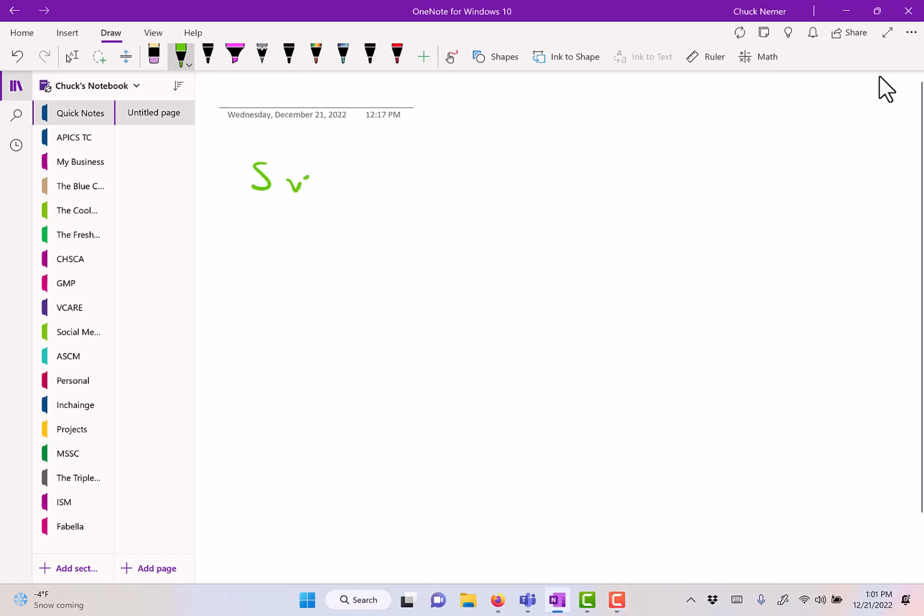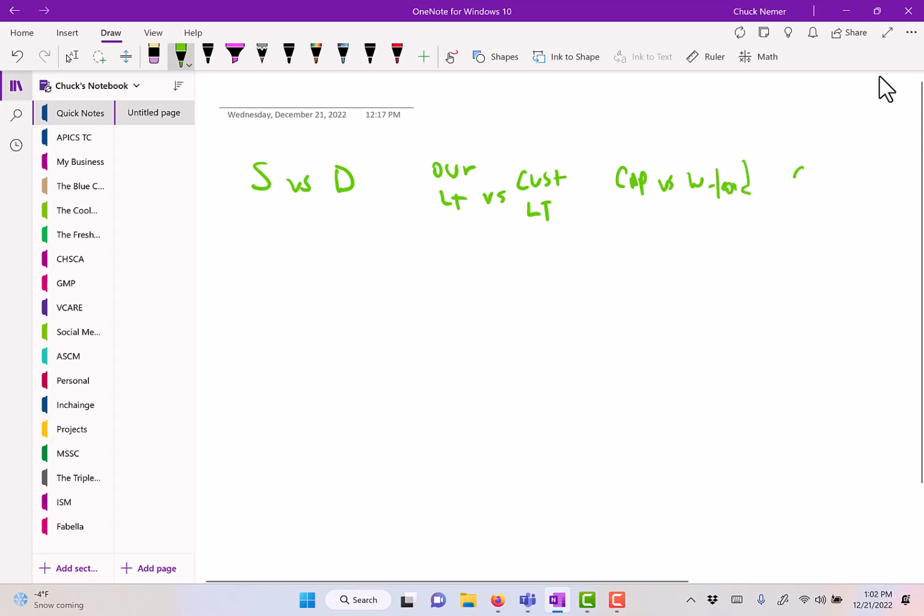We can really cut through a lot of the conversations if we look at a couple of things here. If we look at supply versus demand, our lead time versus customer lead time, and capacity versus workload, okay? And then of course at the end of it, dollars in and dollars out, because we want to make money at the end of it.